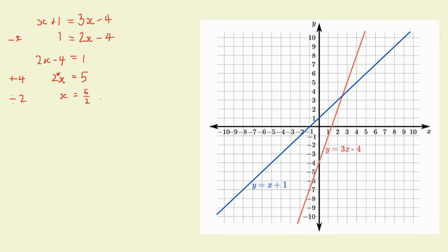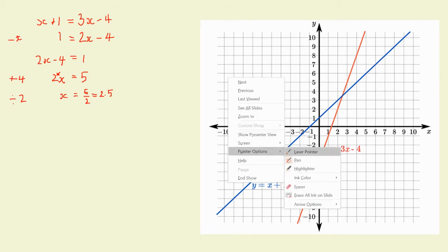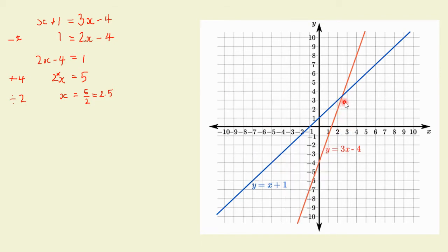I could leave that as a fraction if I wanted to, or I could think about it a little bit or use my calculator and say that's 2.5. So it actually was halfway between the 2 and the 3, like we said it might have been. We couldn't have been absolutely sure, but it actually was exactly halfway between them. But all we've done at the minute is work out what the x coordinate is here. We also need to know the y coordinate.